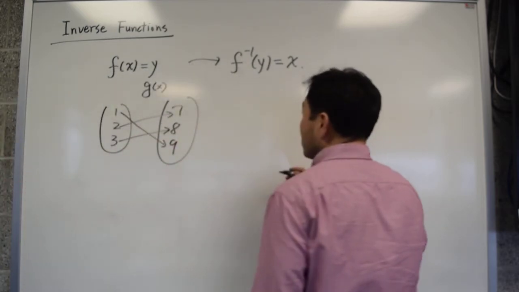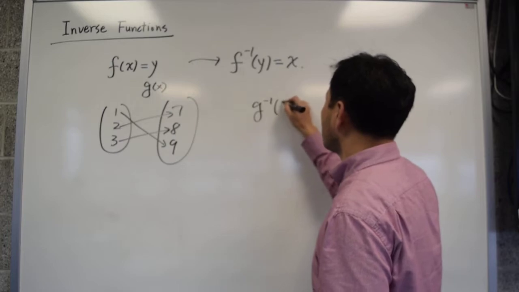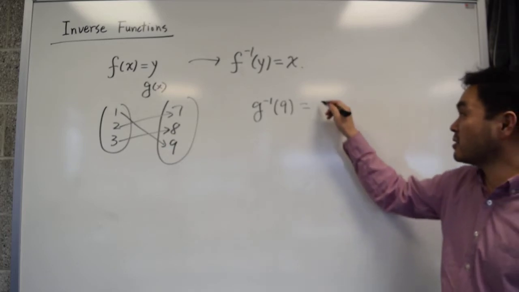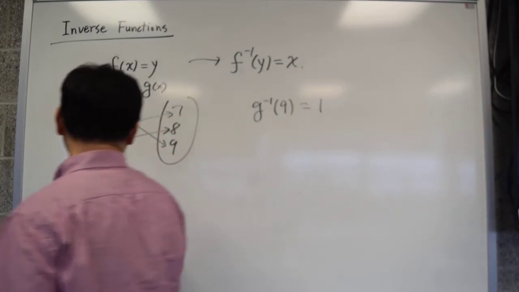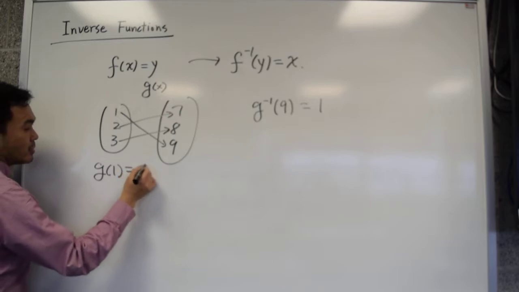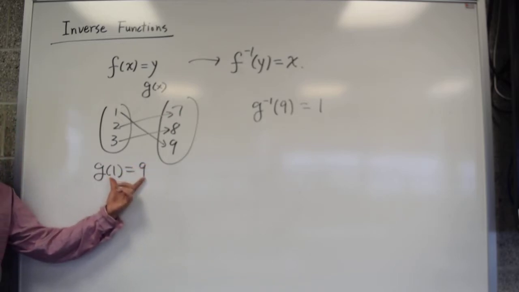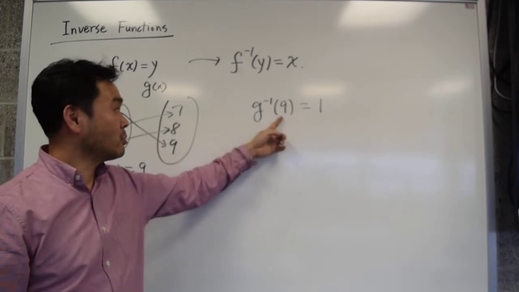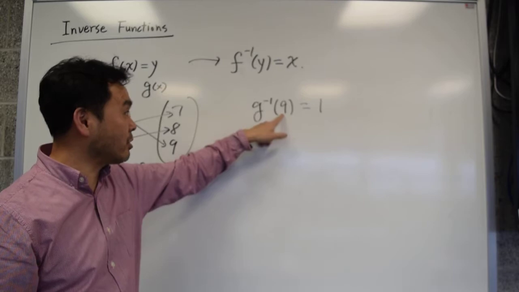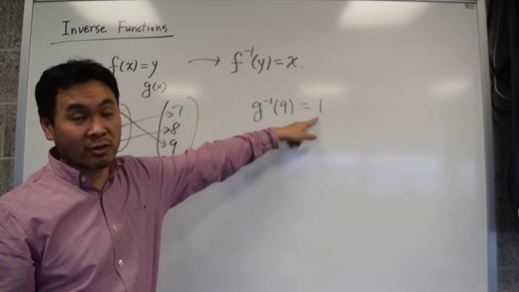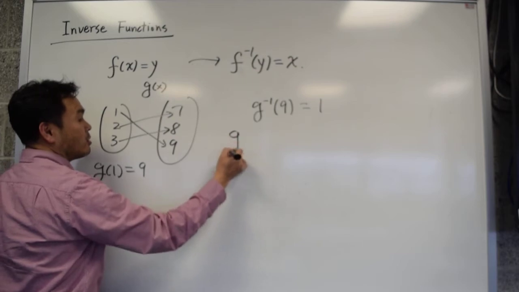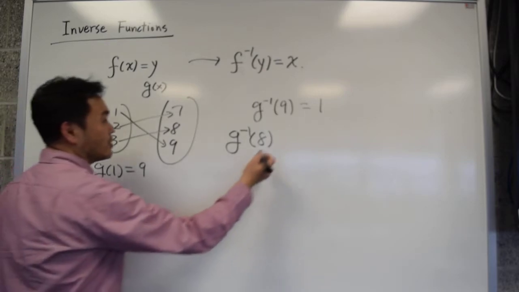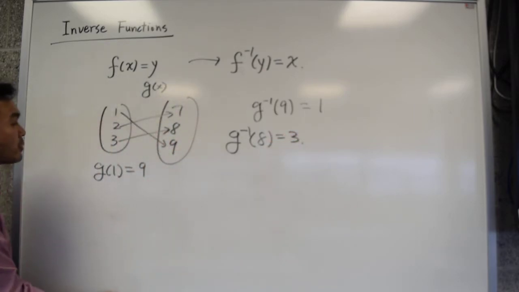Now, looking at this, tell me what g inverse of 9 is. 1, right? See, g of 1 is 9. What does an inverse function do? It switches the input and output. You switch the input and output, you get a new function, which if you tell the output of the old function, it gives you the input of the old function. Let's do one more. g inverse of 8 would be? 3. Good. So that's what an inverse function is.